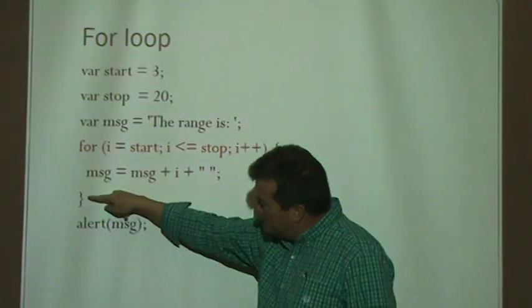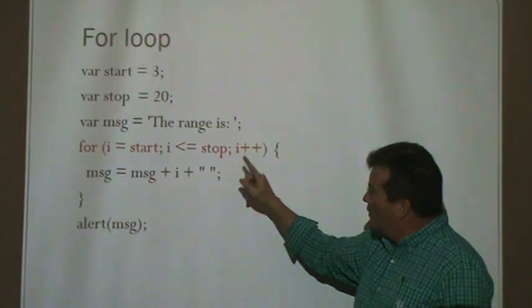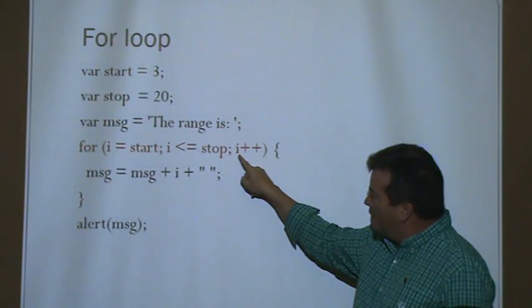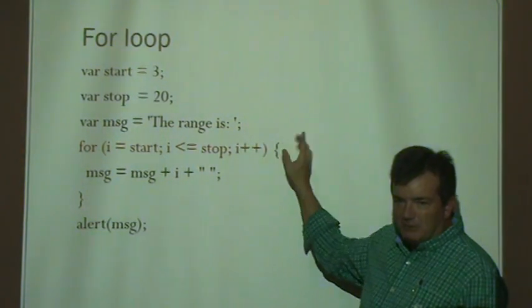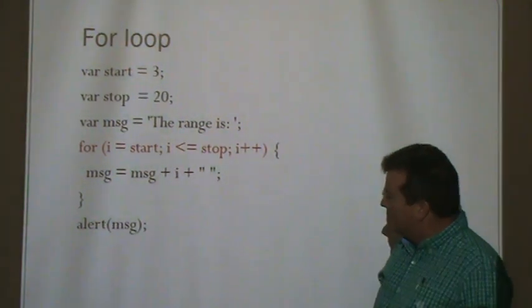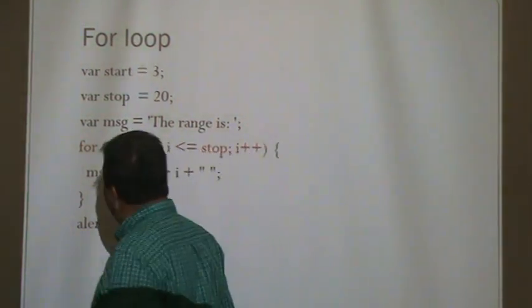After we do what's in this loop, we're going to run this line of code, i equals i plus 1. This is just shorthand for i equals i plus 1. Okay, so what would the output message in this case be?